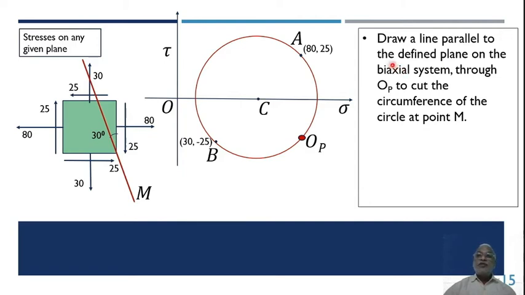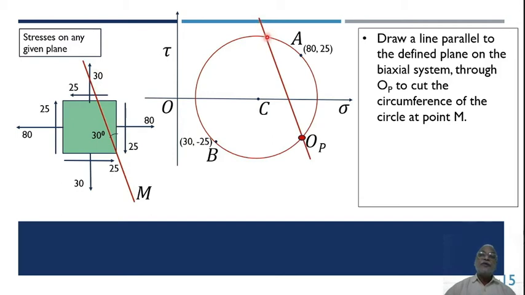Draw a line parallel to the defined plane on the biaxial system through OP to cut the circumference of the circle at point M. Draw a line parallel to the defined plane, means parallel to this plane, through OP, to cut the circumference of the circle at M, right? We'll do that. So a line parallel to that and through the point O, I'll cut there. It's easy, I think, right? There it goes, a line.